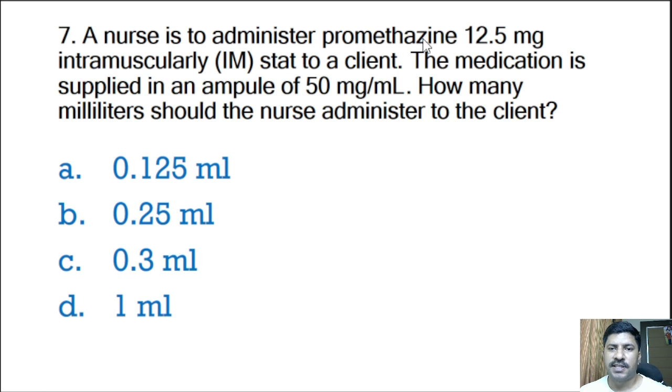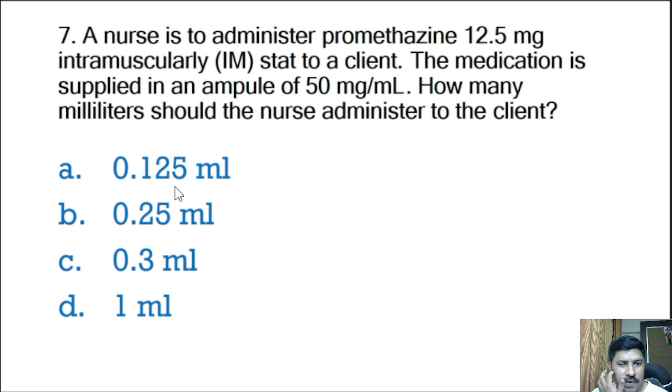A nurse is to administer promethazine, that is Phenergan, 12.5 milligram intramuscularly stat to a client. The medication is supplied in an ampule of 50 milligram per milliliter. How many milliliter should the nurse administer to the client? Here, the desired dose is 12.5 mg, but the available dose is 50 milligram. So, how many milliliter should the nurse administer?